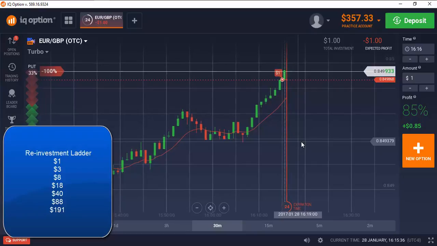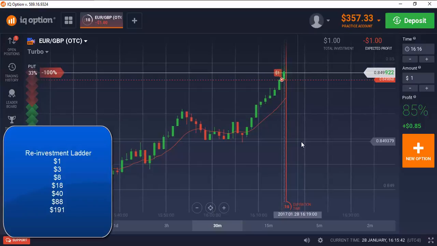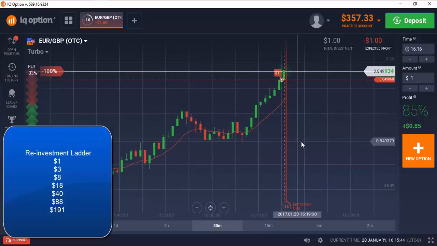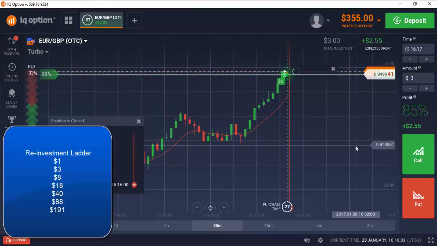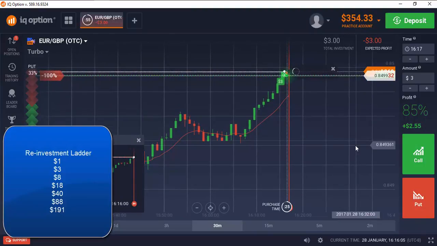The market will always be there. Do not overtrade because you don't know what will happen next. It's better you leave the market with some profit than without any profit at all. Okay, the reinvestment has been made in the opposite direction.